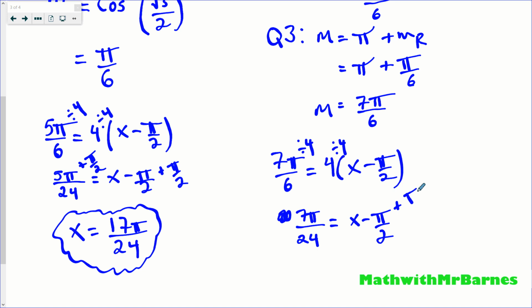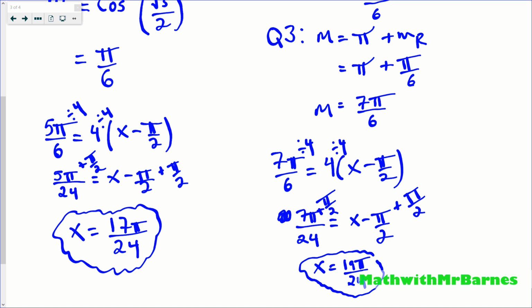Add pi over 2 to both sides. Just like that. And then we end up with x equals, so let's do a quick check, should be 19 pi over 24, I do believe, but I'm just going to double check for the video. I don't want to make a mistake. I'm not in class now, so I don't want to risk my mental math. Yeah, so 19 pi over 24. So that's my two solutions.